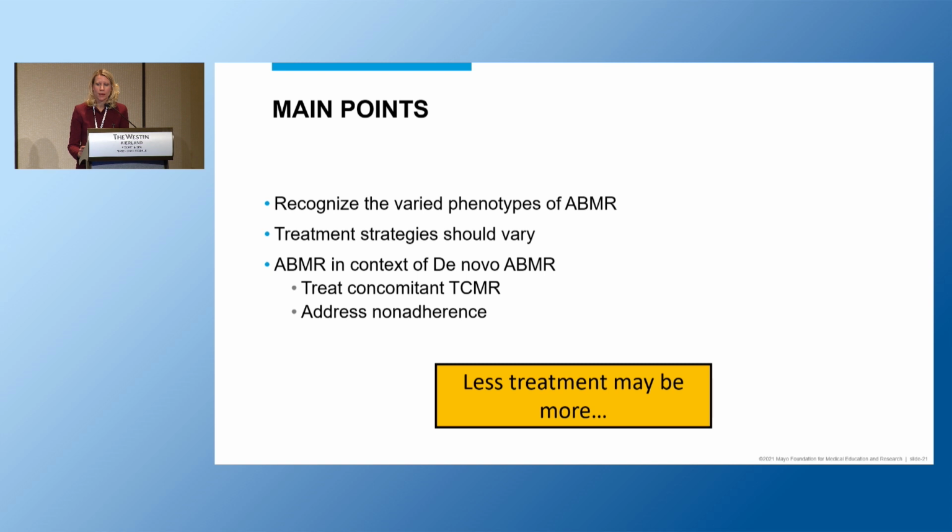So the main points from that are, one, I hope that now when you see a patient with ABMR, you're able to put those patients into the different categories, recognize that your treatment strategy should vary, and really, ABMR in the context of new or de novo donor-specific antibody, really treat maybe their TCMR and address their non-adherence, but less treatment may be more. There's not really data supporting Ritux and plasmapheresis and all of the aggressive treatments that are often used.